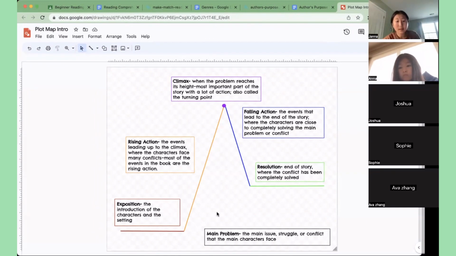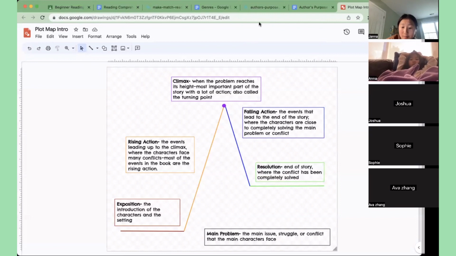So it starts with the exposition, and I color coded these for you. So the red is the exposition. And this is the introduction of the characters and the setting. It's basically just like introducing what's going on in the story, who's who, and what's happening. And then it also, between the exposition and rising action, is where the main problem's introduced, which is the main issue, struggle, or conflict that the main characters face. And I already explained that, so you guys should know.